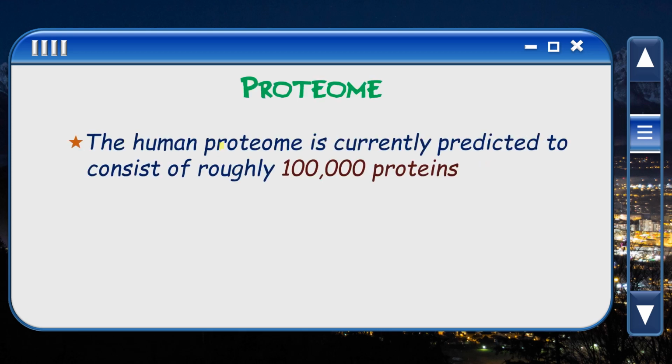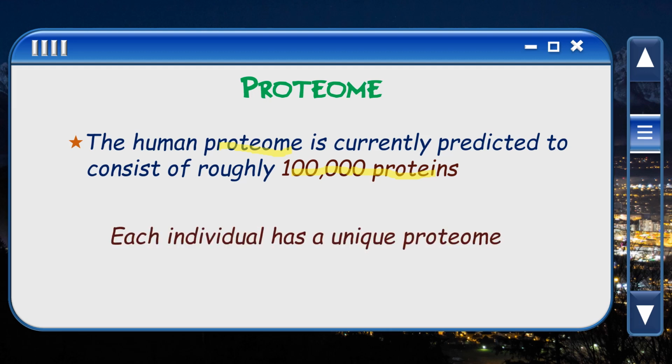The human proteome is currently predicted to consist of roughly 100,000 proteins. How many amino acids do we have? We have 20 amino acids. And how many proteins are currently predicted? It is 100,000 proteins. So you can see, each individual has a unique proteome.